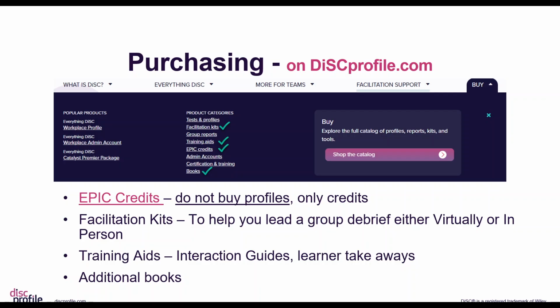And then as far as purchasing goes, if your admin account resides with us at discprofile.com, you're going to go to discprofile.com under that buy dropdown, and you're going to click on Epic Credits. This is where you're going to buy credits to replenish your account. Don't buy profiles because they're not going to be automatically connected. We also have facilitation kits, training aids, as well as some additional books. Feel free to check all of that information out on discprofile.com.